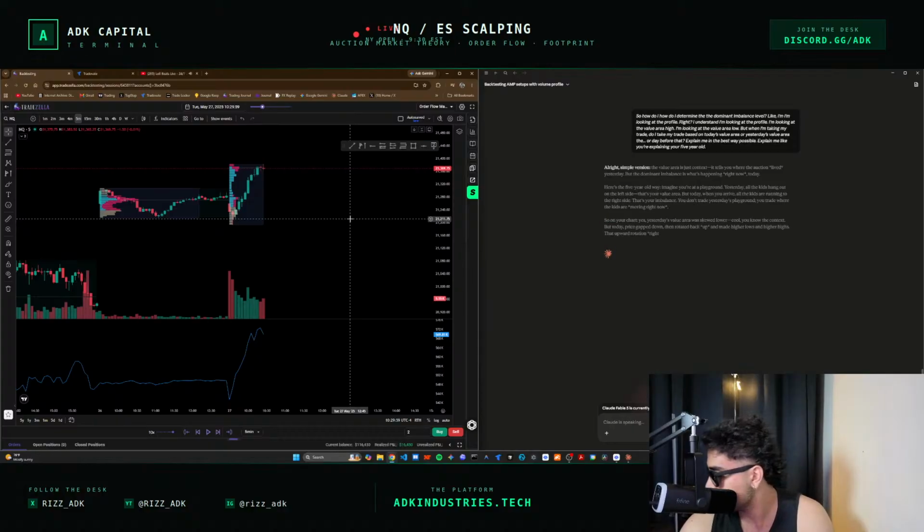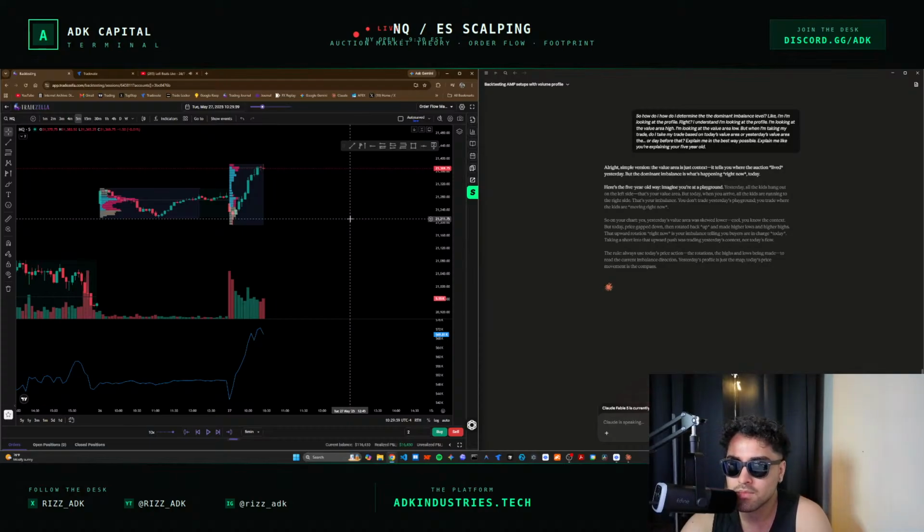Alright, simple version. The value area is just context. It tells you where the auction lived yesterday. But the dominant imbalance is what's happening right now. Today. Here's the 5-year-old way. Imagine you're at a playground. Yesterday, all the kids hung out on the left side. That's your value area. But today, when you arrive, all the kids are running to the right side. That's your imbalance. You don't trade yesterday's playground. You trade where the kids are moving right now.